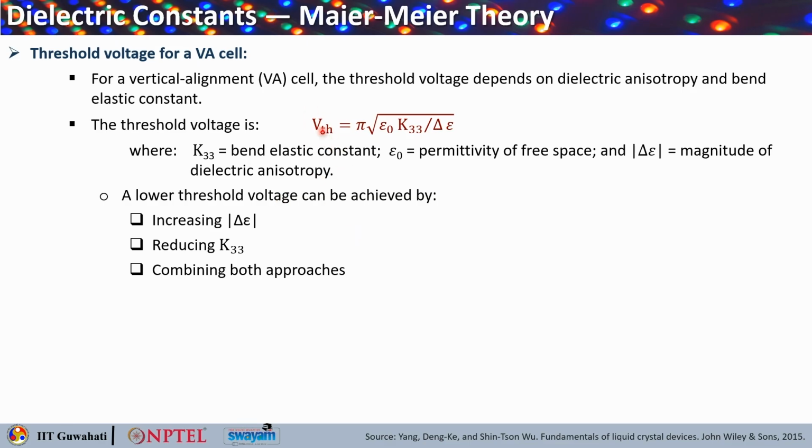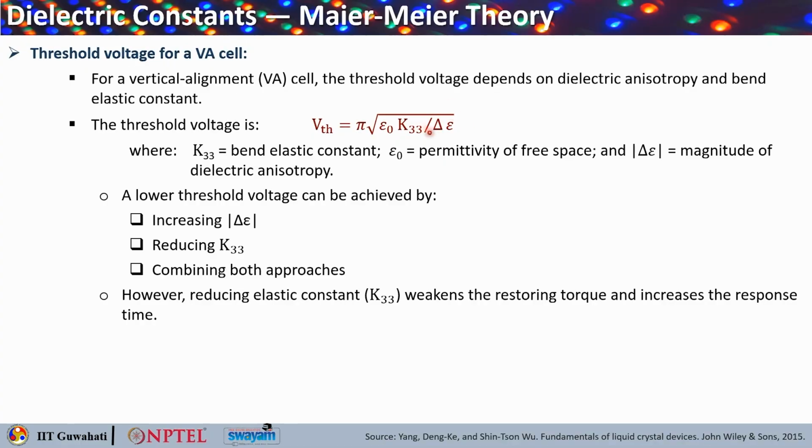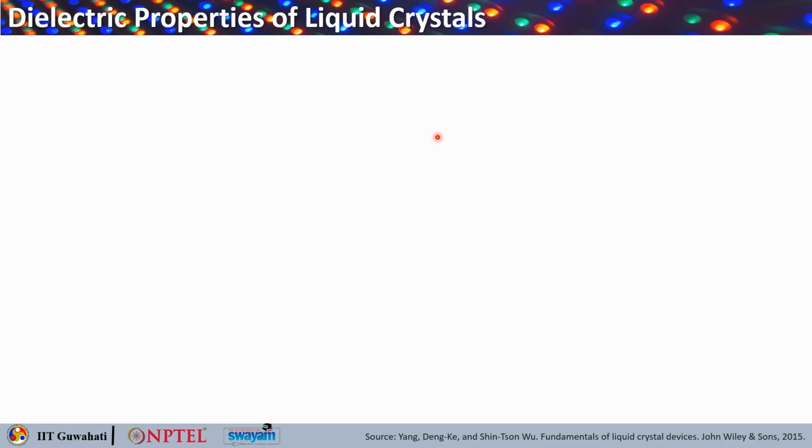A lower threshold is good, because then you can have faster switching at lower voltage, so your device becomes operable at lower voltage. That can be achieved by increasing the delta epsilon, or by reducing K33, or both at the same time. However, when you reduce the elastic constant K33, that weakens the restoring torque, and that will eventually increase the response time. So, it is better to focus only on increasing the delta epsilon part.